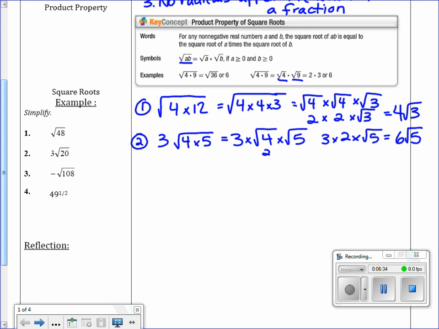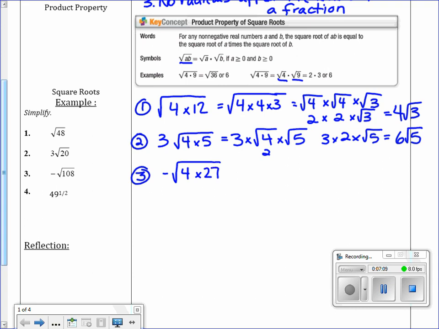Next, I have negative square root of 108. Now the negative sign is on the outside of the square root symbol, so we're not dealing with imaginary numbers. So when I talk about the square root of 108, I had to do a little bit of math and figure out that the numbers that go into that, we're on problem number 3, are the square root of 4 times 27.